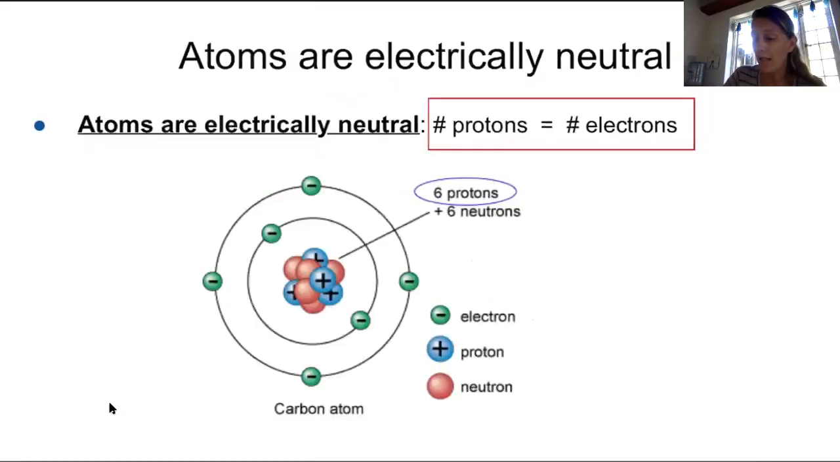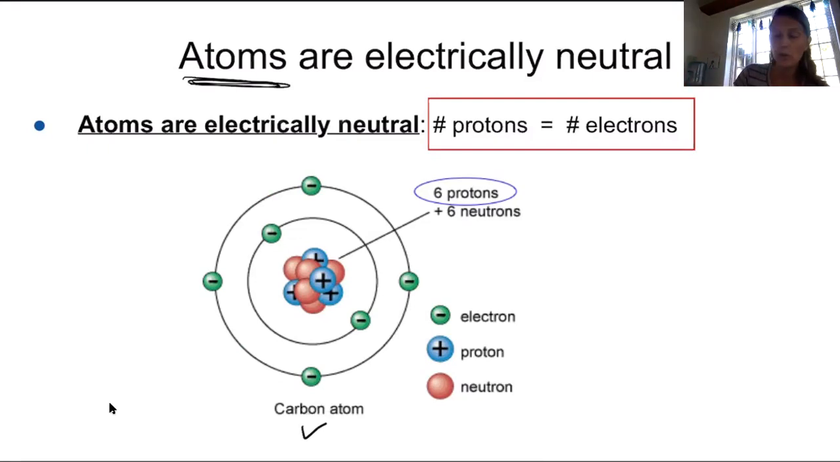So all atoms are electrically neutral, meaning the number of protons is equal to the number of electrons, right? So if you look at any atom, here we have our carbon atom, the number of protons is equal to the number of electrons because they're all equal, right? The number of neutrons is not playing into the charge because they're neutral.